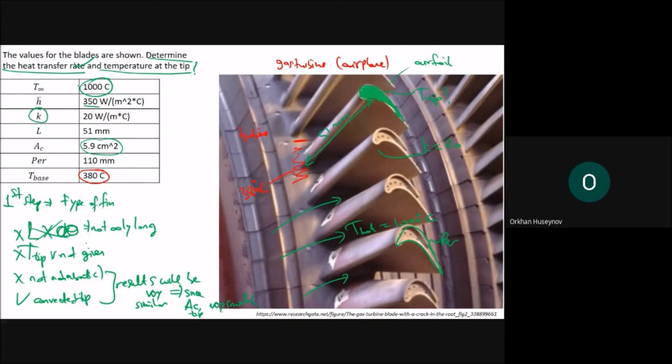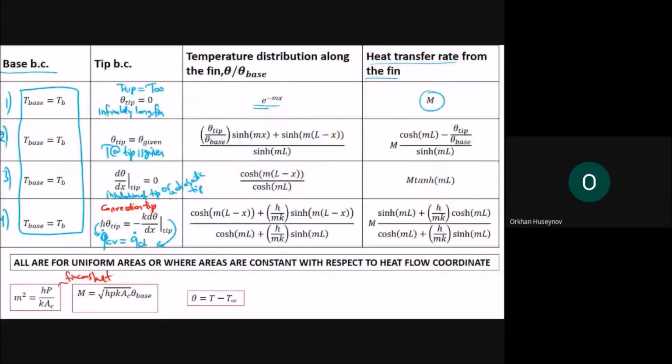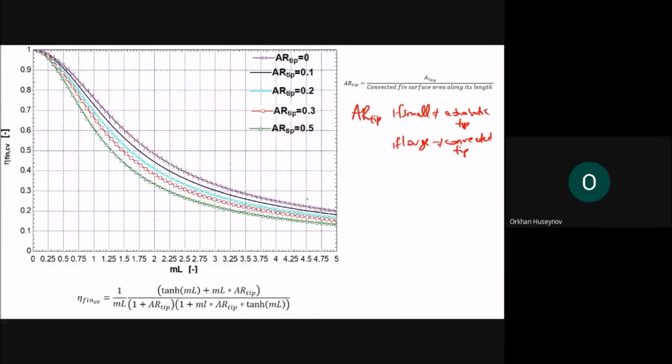First, I will find the heat transfer rate. So let's go back to the equation here. The equation says that firstly, I should find this capital M, which is the square root of h P k A_c, where P is the perimeter here, multiplied with theta base, which is T base minus T infinity, and then sinh mL and cosh mL. So what are cosh and sinh? I have not explained them to you. Cosh, sinh, tan, or tanh: these are hyperbolic functions.